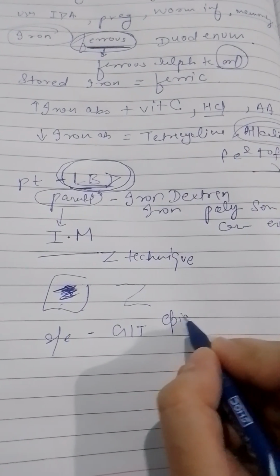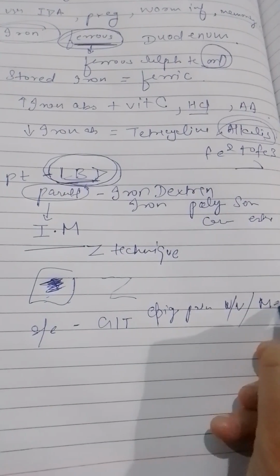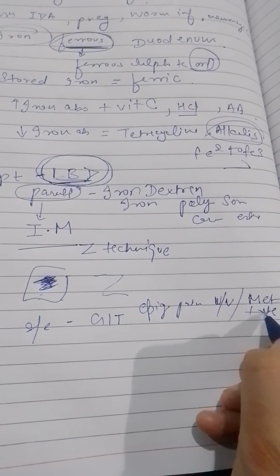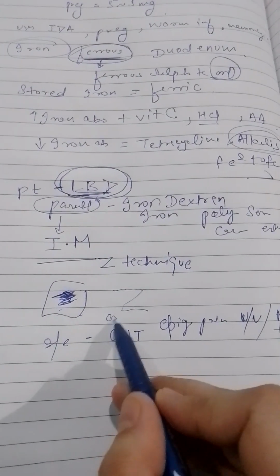There can be epigastric pain, there can be nausea, vomiting, and also there can be a metallic taste. Okay, these are the oral iron side effects.